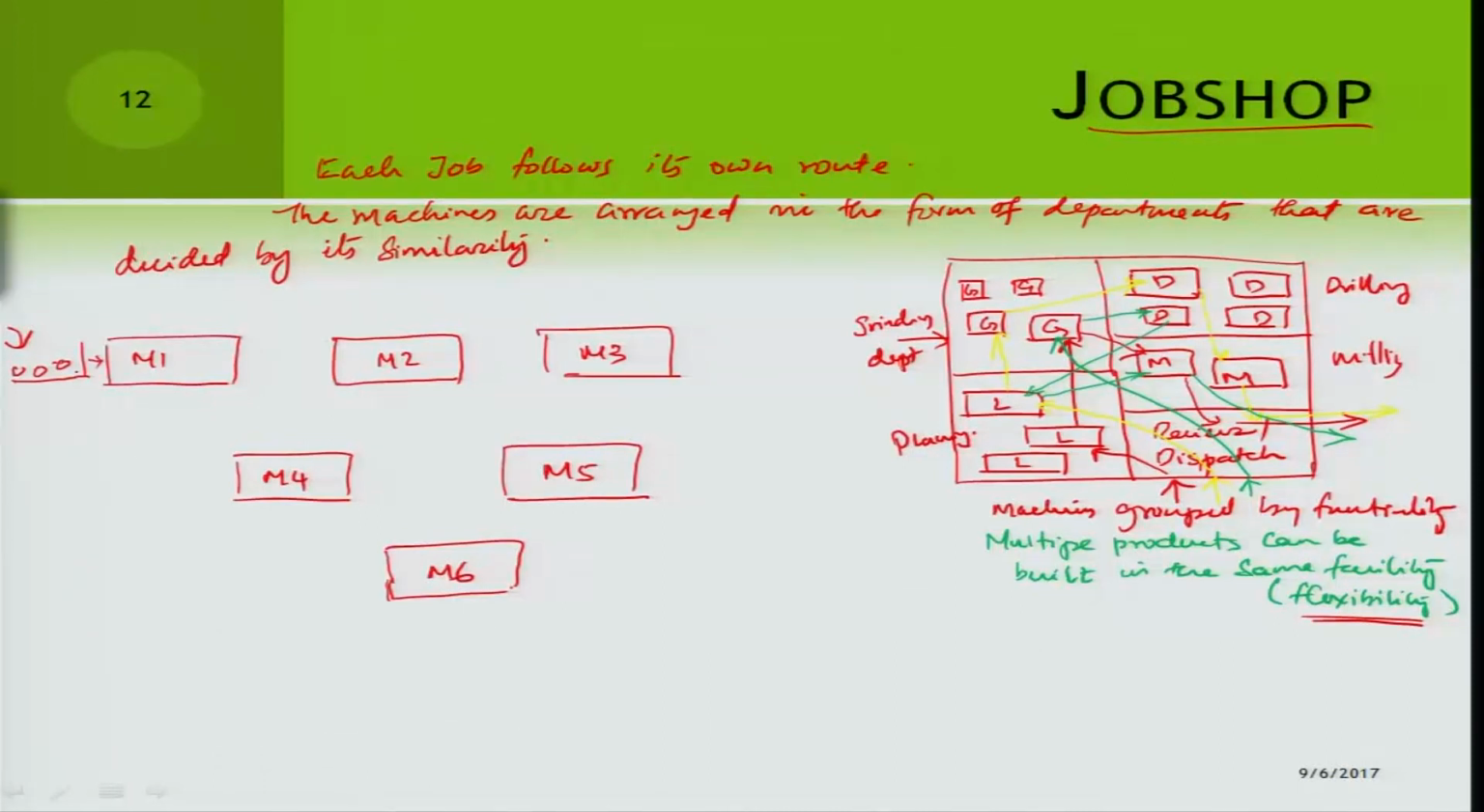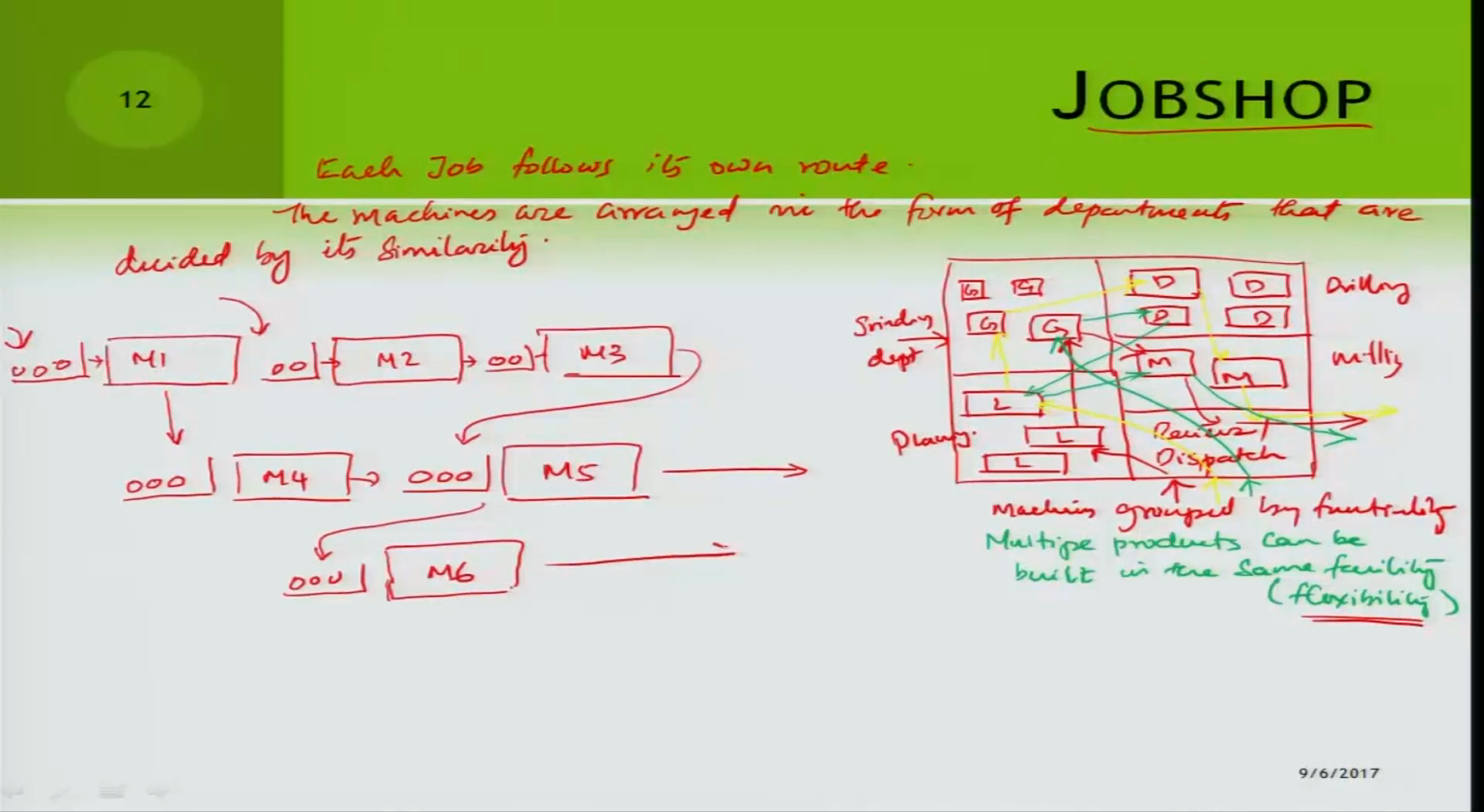Okay, and then it can go from there to machine 4. From there it can go to machine 5 and it can get out. Another part might arrive on machine 2. Then it will go to machine 2, then from there to machine 3. Then from machine 3 it will come to machine 5. From machine 5 it will come to machine 6, and then it will get out.